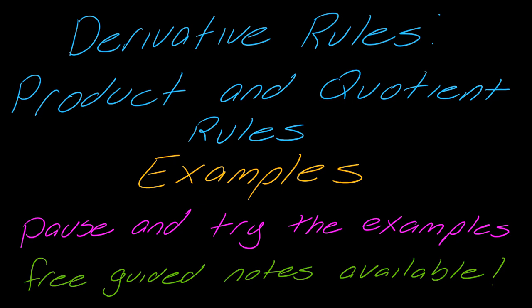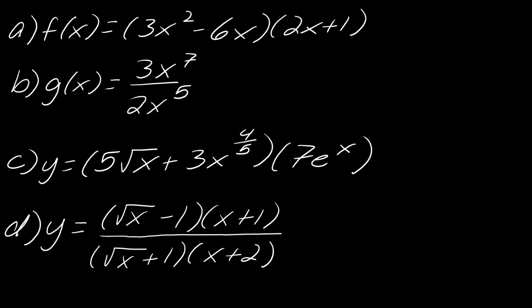Hey guys, this is an examples video of using derivative rules, and in this video I'm only going to use the product and quotient rules. So what we're going to do is take the derivative of these four functions. I know that a lot of these could be simplified or multiplied out, but remember the whole point of this is to be using just the product and quotient rules, so we're not going to simplify any further.